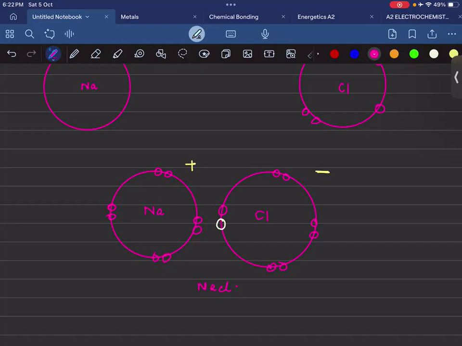Once the oppositely charged ions are formed, they attract each other. So that's why I can say that there is an electrostatic force of attraction between oppositely charged ions. Are you getting my point?